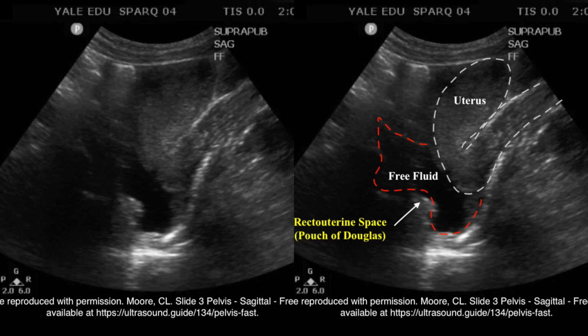Moving on to the female pelvic exam for the FAST exam, you can see this is a long axis view. You can see the uterus outlined in white and the free fluid, which is more toward the patient's head or superior, outlined in red. You can see clearly that there's a lot of fluid here in the rectouterine space or the pouch of Douglas, and it has not extended anteriorly toward the top of the fundus of the uterus, though.